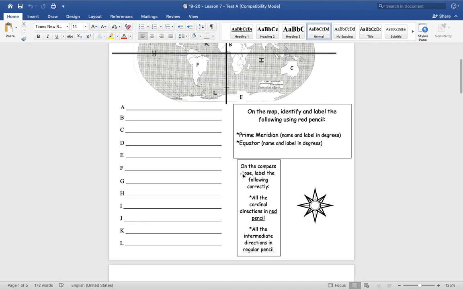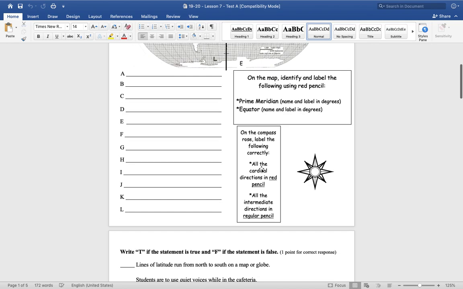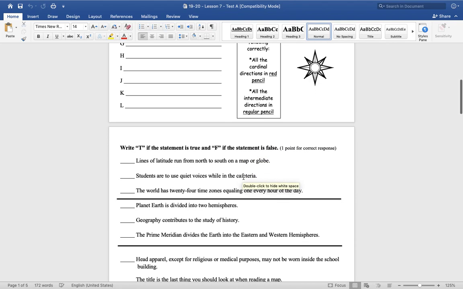On the compass rose, label the following correctly, all the cardinal directions in red pencil. So over here on the compass rose, please label the cardinal directions carefully. Then put down your red pencil. You'll never pick it up again. Keep your regular pencil in your hand and please label all the intermediate directions or intercardinal directions on the compass rose correctly. For the rest of the test, you will keep your regular pencil in your hand.